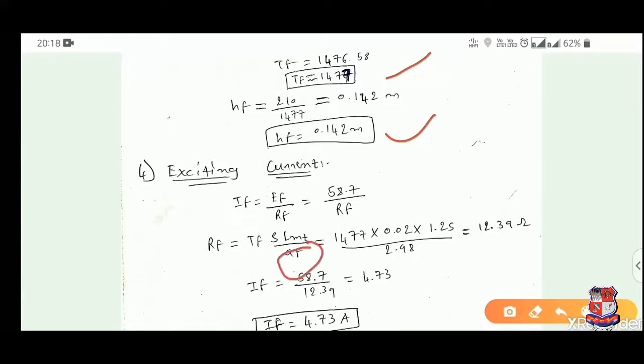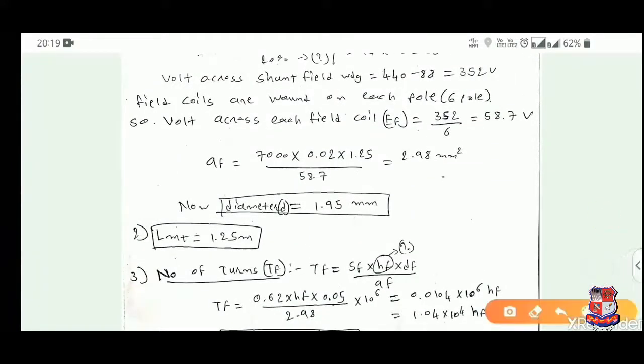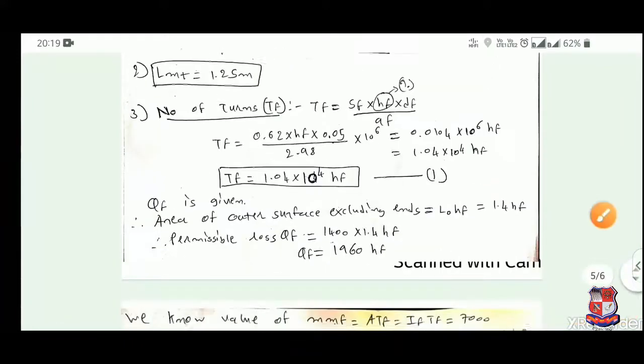As per the equation, R is equal to rho L by A. Here we are including TF because turns of each winding need to be calculated. Not only one turn is considered across the pole, there are a lot of turns, so we need to insert this TF. So RF is equal to rho LMT by AF into TF. Now AF is already known to us, 2.98 over here.